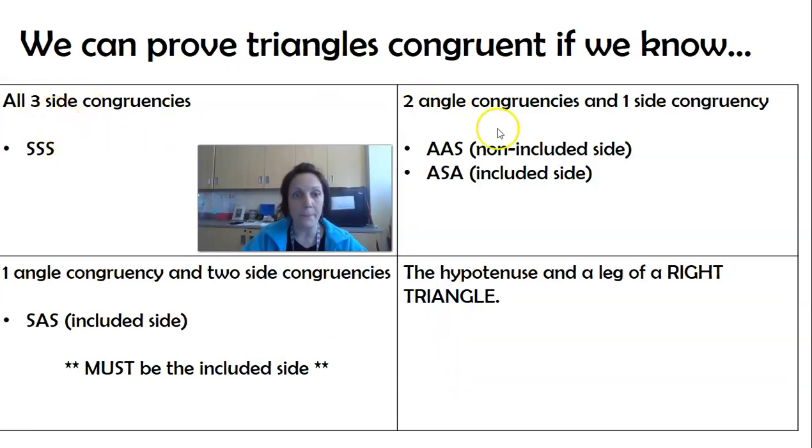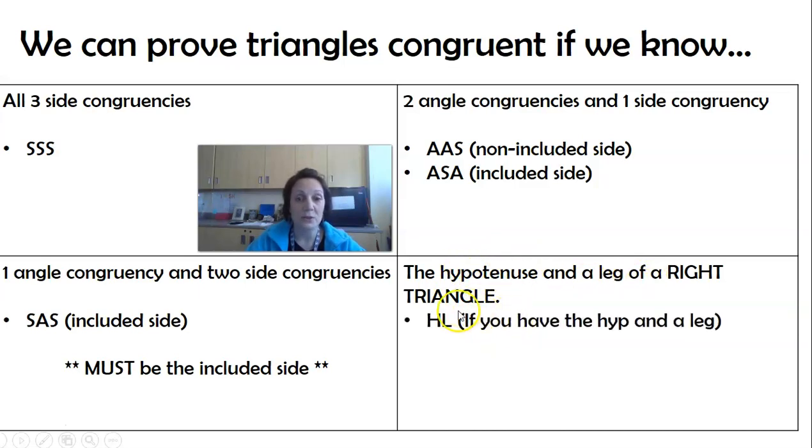So here they are, the big four. Side, side, side, side, angle, side, but it's picky. It's got to be that included side. Up here, the ones where you have two angles, so angle, angle, side, or angle, side, angle, I don't care which side you have. It's just a matter of which theorem you're going to pick. And now finally, the last one, the special case, the hypotenuse and leg of a right triangle. So we call it HL. But it's only right triangles. If you don't have a right triangle, you cannot use this.